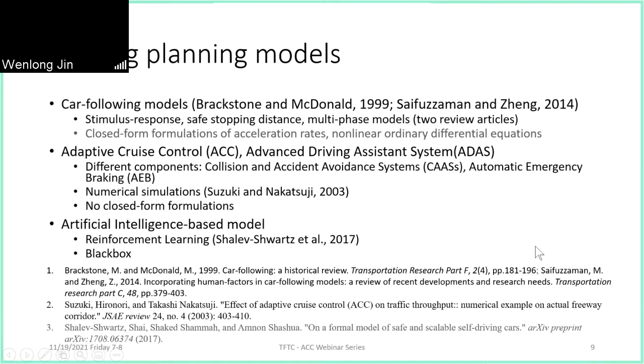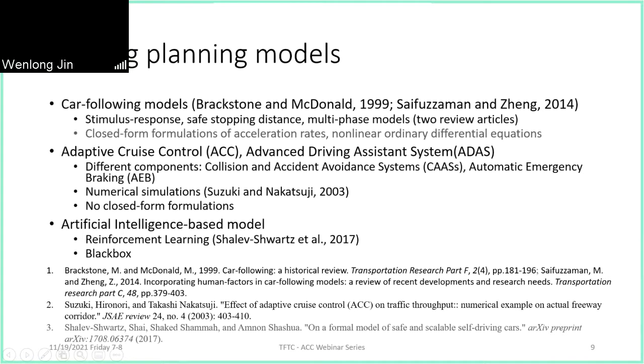In general, the trajectory planning models can be categorized. First one is the car following model, if we are just talking about car following behavior. There have been 2 really nice review articles here by Brackstone, McDonald, and Saifuzzaman and Zheng. These models can be categorized into 3 types, which is my interpretation: stimulus response, safe stopping distance, and multi-phase models. Later, I will talk a little bit more about this one.